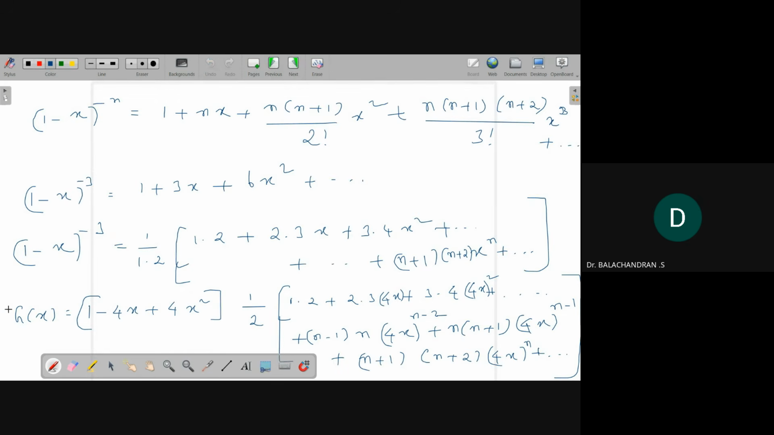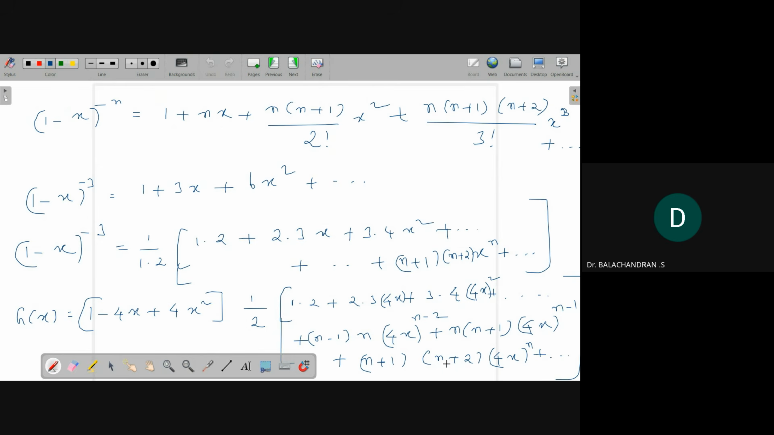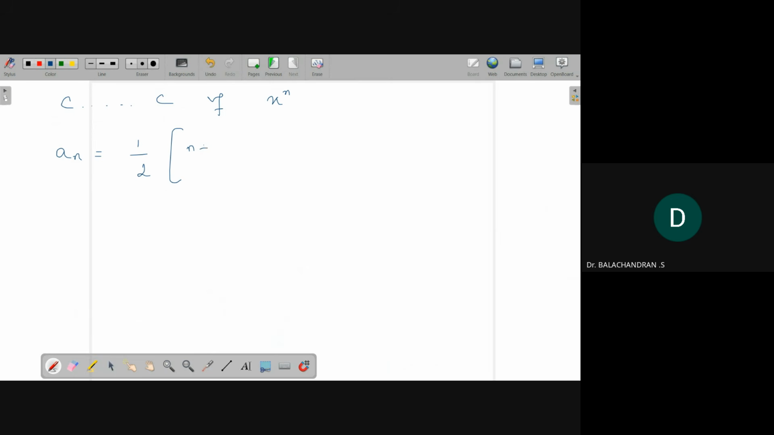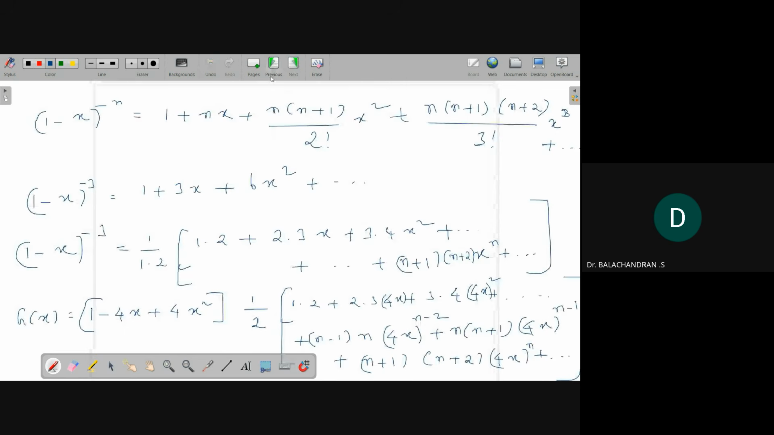Compare the coefficient of x power n. So what is the coefficient of x power n on the left hand side? a_n, which is equal to 1 by 2 common, 1 by 2 into, so 1 into this term, n plus 1 into n plus 2 into 4 power n. Okay, next, minus 4 into minus, so minus n into n plus 1 into 4 power n minus 1.